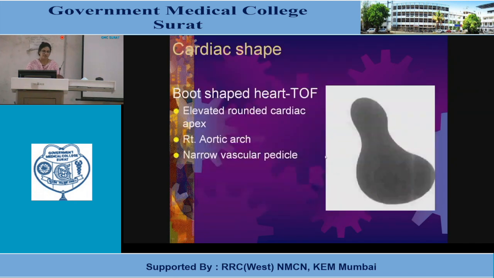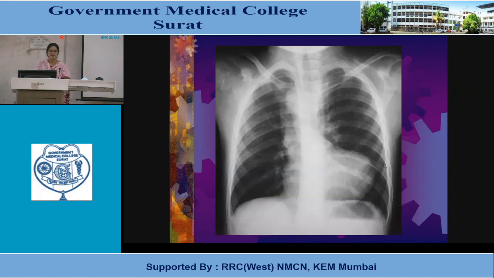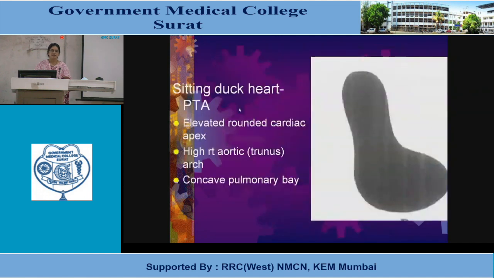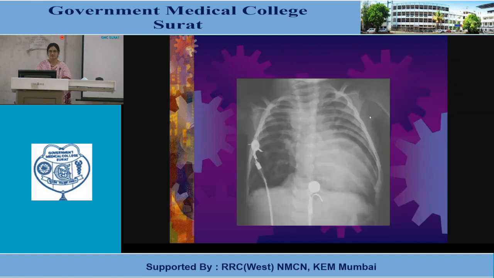Coming to the cardiac shapes, a boot-shaped heart is noted in TOF, with an elevated, rounded cardiac apex, right-sided aortic arch, and a narrow vascular pedicle. This is a classical case of TOF. Again, the sitting duck sign in PTA: elevated, rounded cardiac apex, high right aortic arch, and concave pulmonary bay. This is again a classical chest X-ray for a PTA.